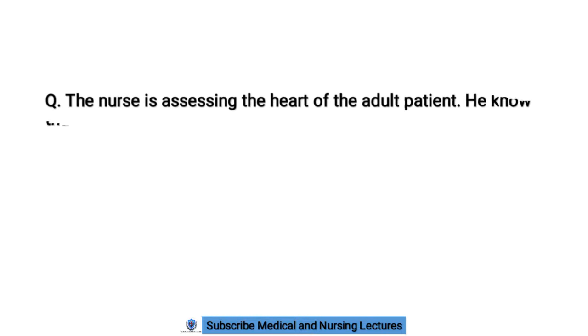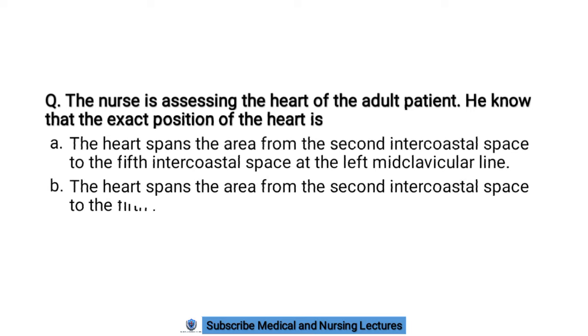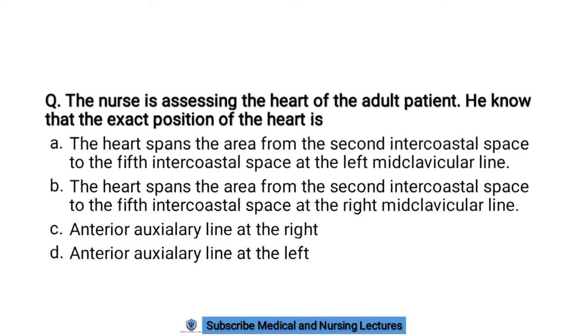The nurse is assessing the heart of an adult patient. He knows that the exact position of the heart is: option A, the heart spans the area from the second intercostal space to the fifth intercostal space at the left midclavicular line; option B, the same area at the right midclavicular line; option C, anterior axillary line at the right; the last option, anterior axillary line at the left. Here the correct option is option A. The heart spans the area from the second intercostal space to the fifth intercostal space at the left midclavicular line.